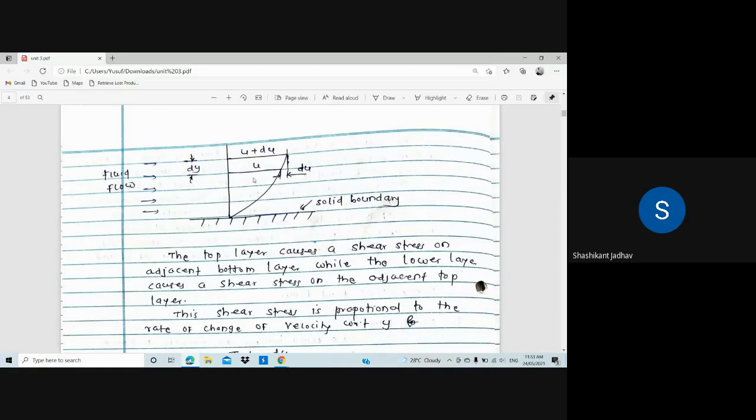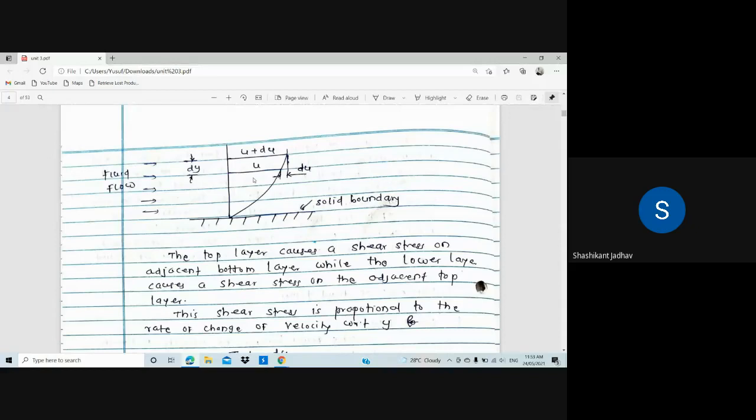As we know, the top layer causes a shear stress on the adjacent bottom layer, while the lower layer causes a shear stress on the adjacent top layer. This shear stress is directly proportional to the rate of change of velocity with respect to distance. So tau is directly proportional to du by dy, and we get tau equal to mu into du by dy. From this, mu is equal to tau divided by du by dy. So viscosity is also defined as the shear stress required to produce unit rate of shear strain.